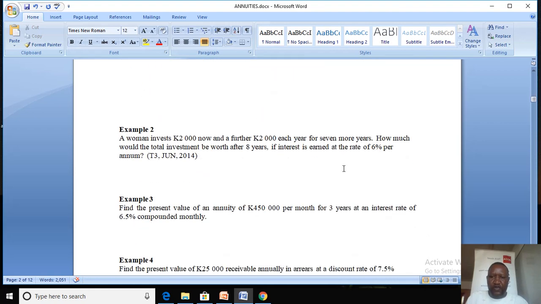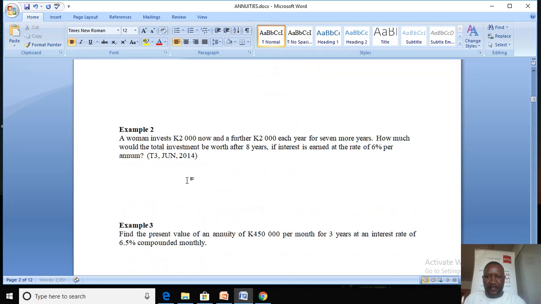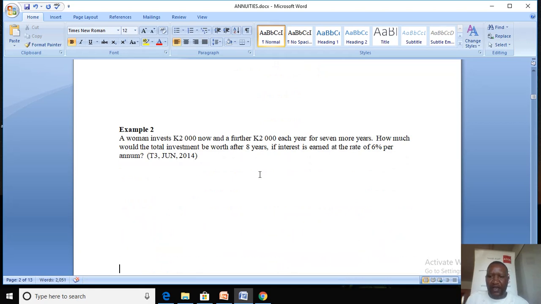So let's move on to the second example. Example number 2. A woman invests 2,000 now and a further 2,000 each year for 7 more years. How much would the total investment be worth after 8 years if interest is earned at the rate of 6% per annum?